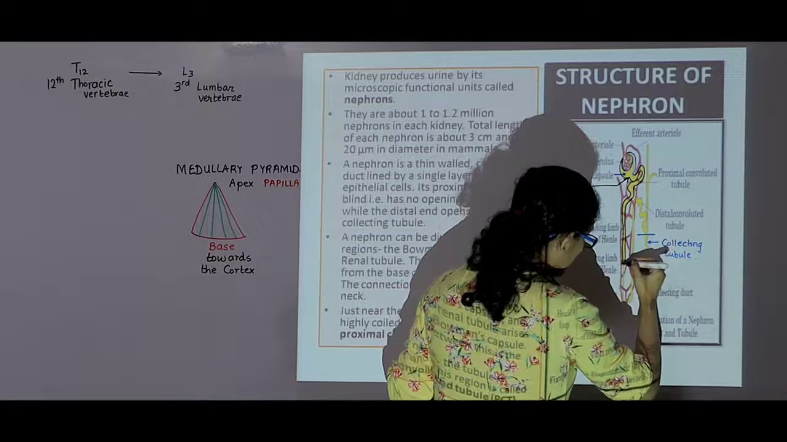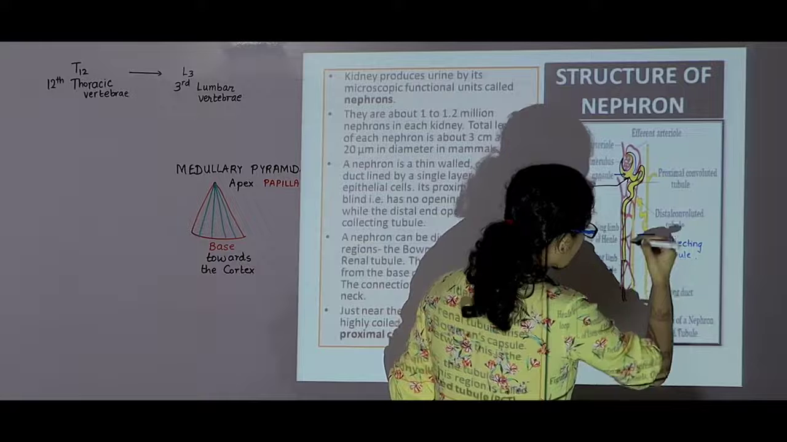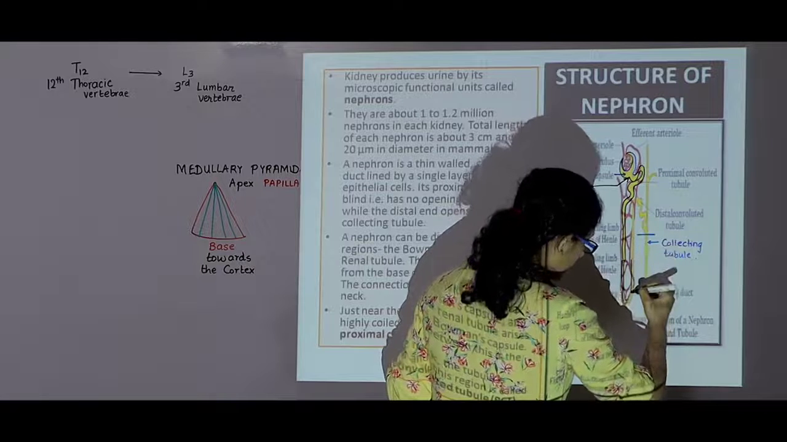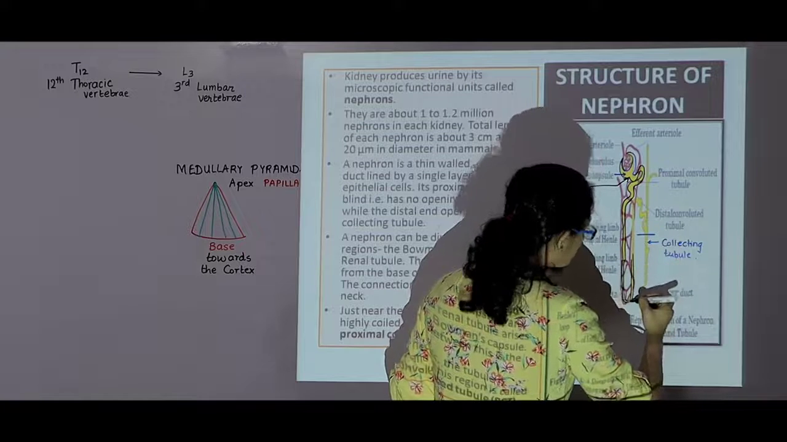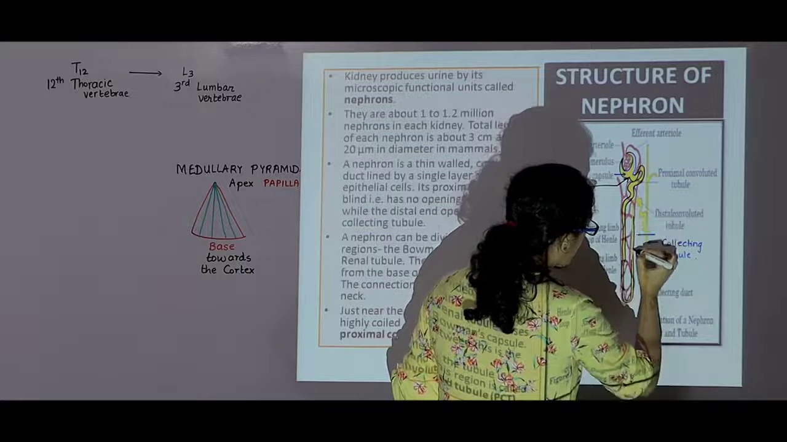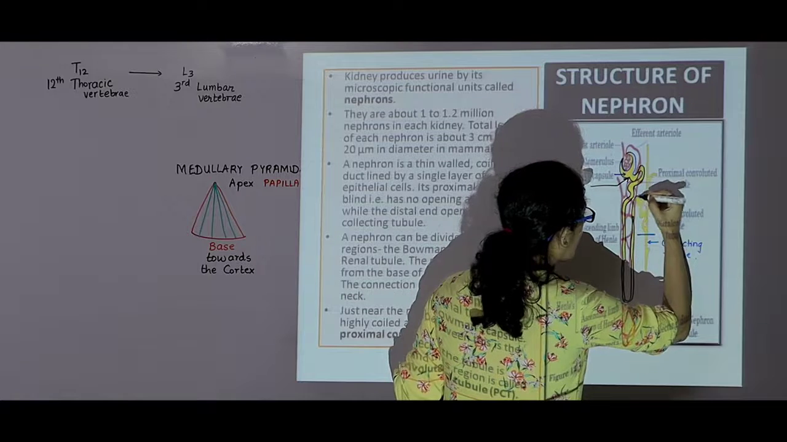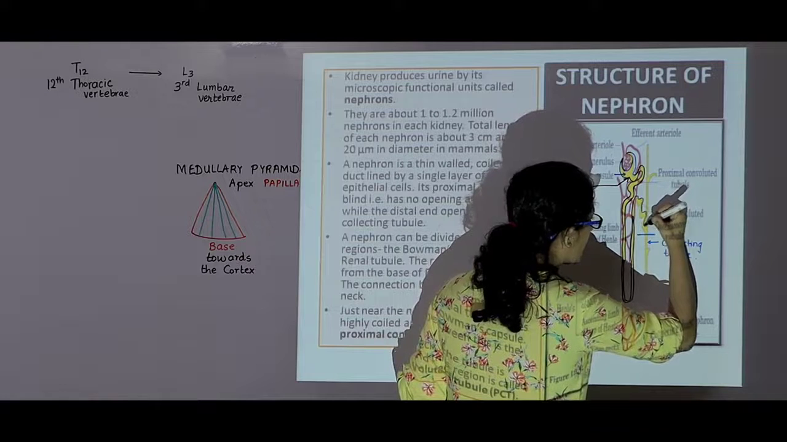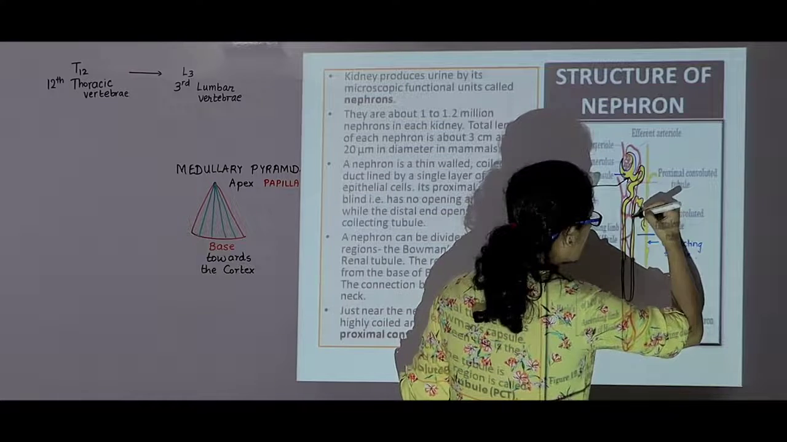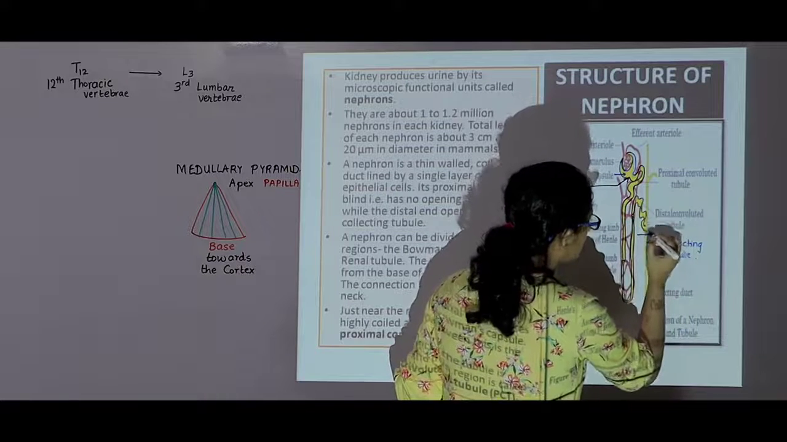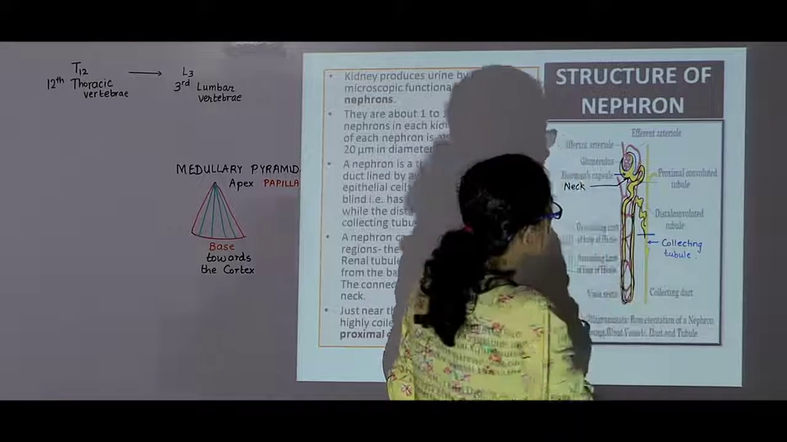It has different diameters. Some parts are very thin, some parts are thicker. Can you see this lower part has become very thin? And then again some parts are highly twisted or convoluted into multiple folds. Alright.